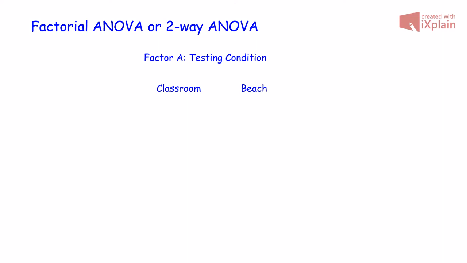And then we have two levels of testing condition, which is classroom or beach. So what that means is we have some people who are going to be tested on material that they previously learned in an actual classroom, and other people who are going to be tested on material that they previously learned on a beach. The second factor, or the second independent variable, is the learning condition. Where did these people actually learn the things that they're later going to be tested on? Half of these people are going to be learning in a classroom, and half of them are going to be learning on a beach.